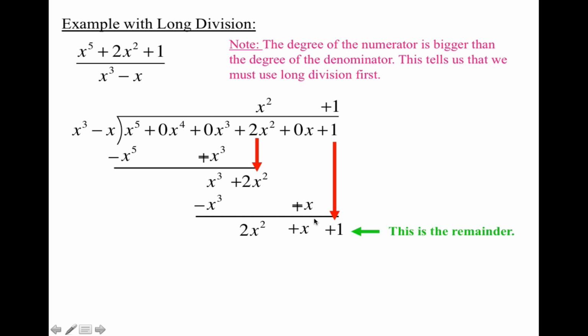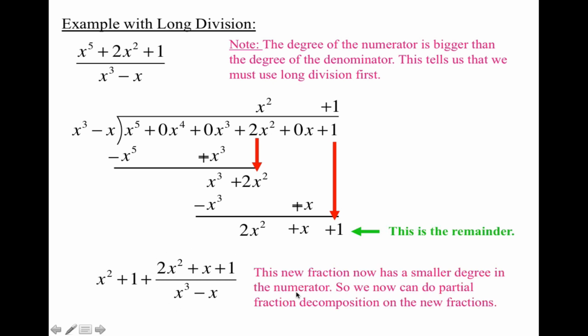What you are left with right here is your remainder. So now you can rewrite this fraction as x squared plus x plus the remainder over your divisor. And this part right here is what you're going to do the partial fractions on. So this new fraction now has a smaller degree in the numerator, which is what we want. So we now can do partial fraction decomposition on this new fraction.